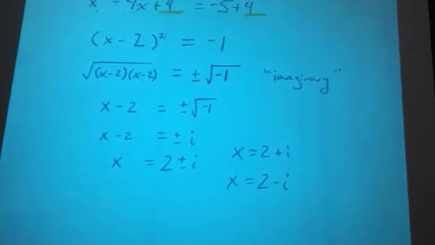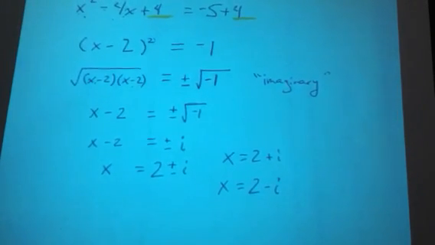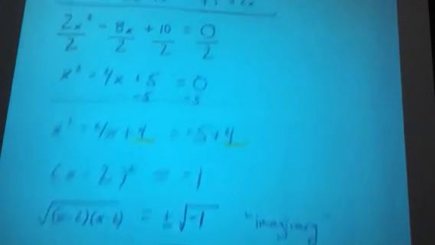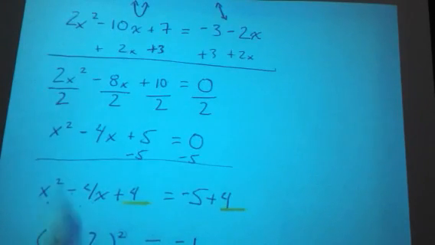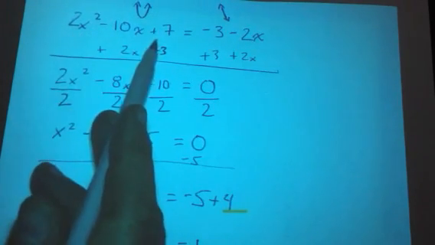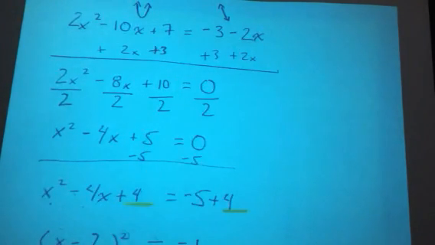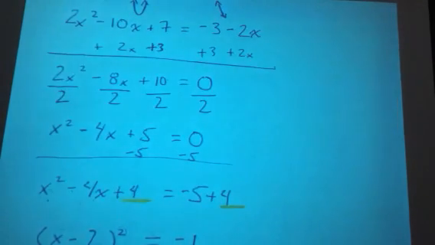You have solved and gotten imaginary intersection, imaginary solution, answering the question, does this intersect with this in the xy coordinate? No, it does not. Congratulations!